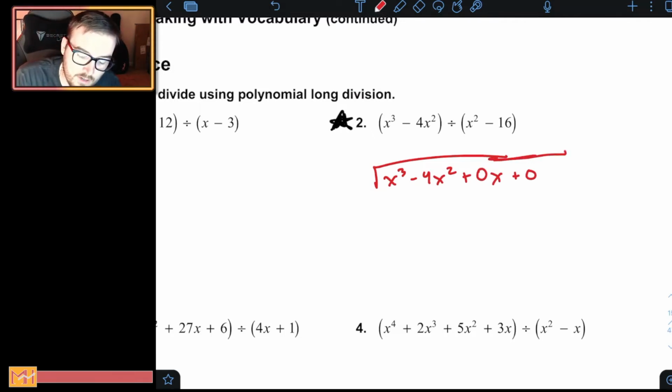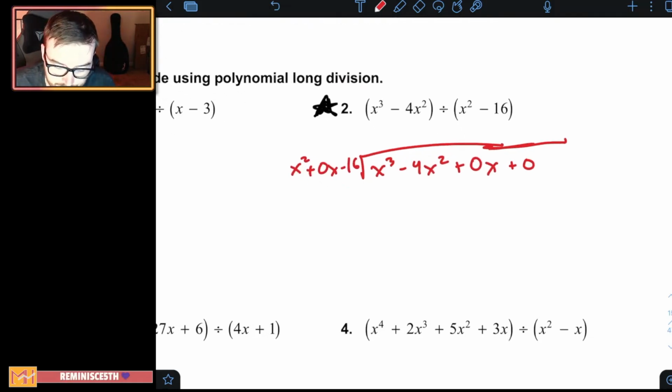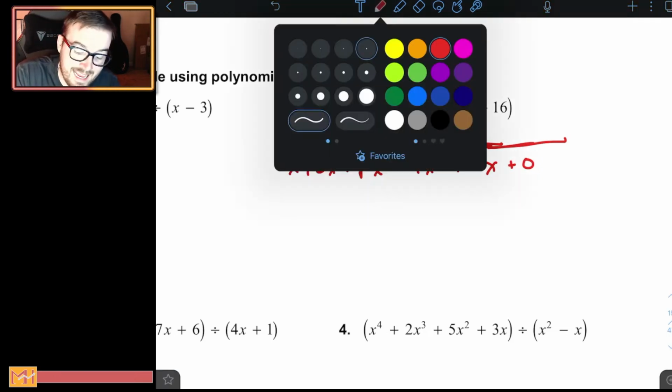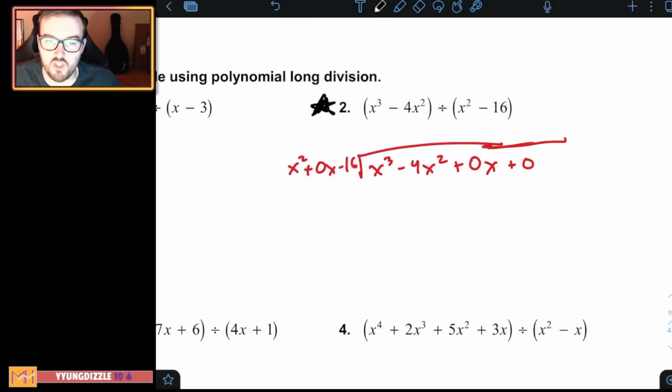And when I come in here and do division, I have x squared minus 0, or plus 0x, whatever you want to say, minus 16. Because we're missing an x term, and here we're missing an x and a constant. And now I do the same division. It's just that there are those zeros floating around.